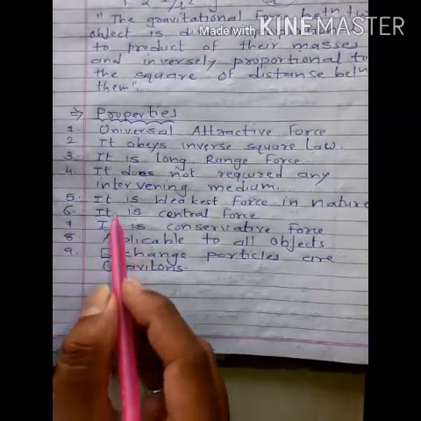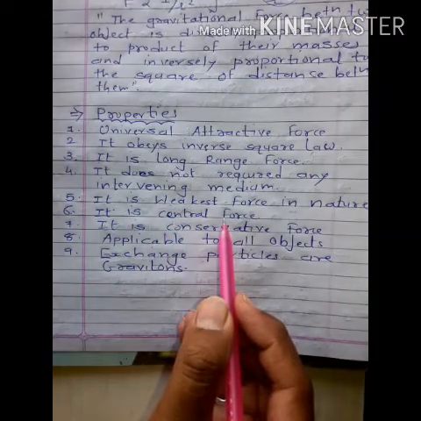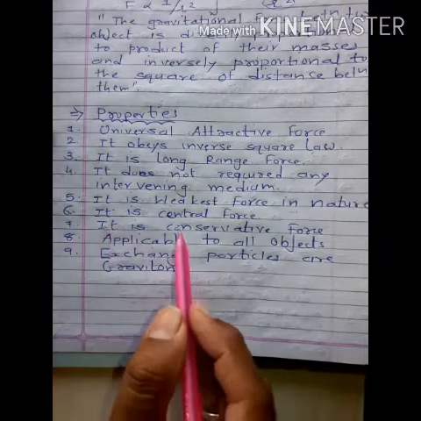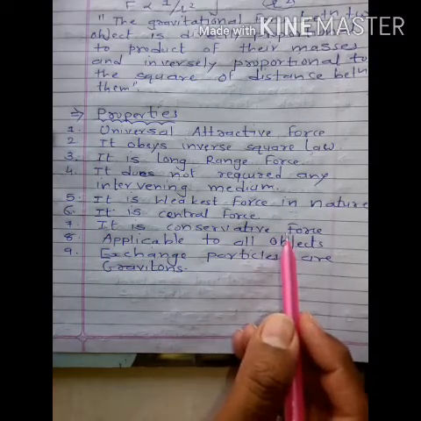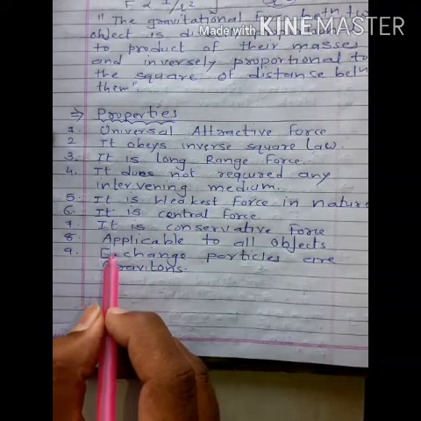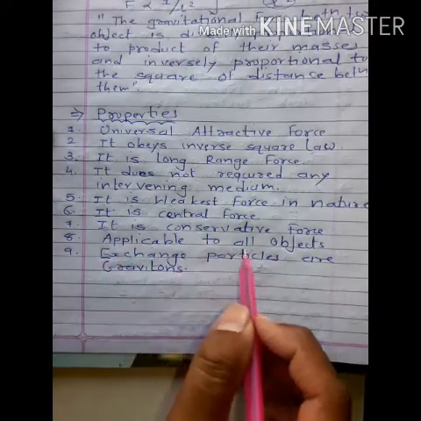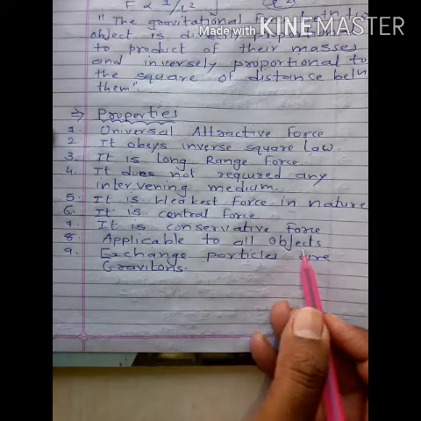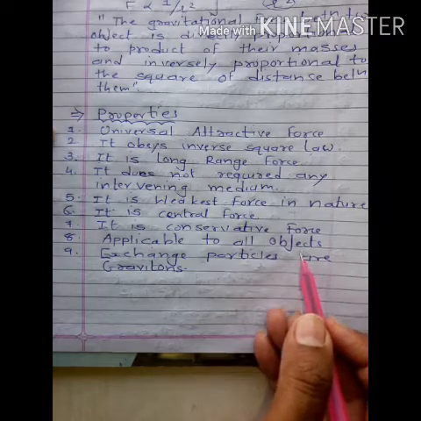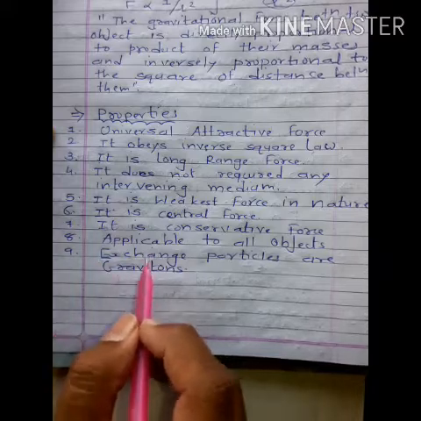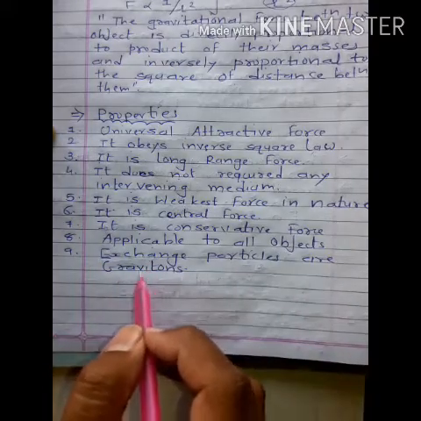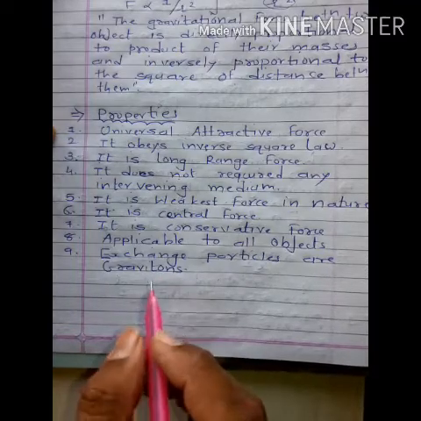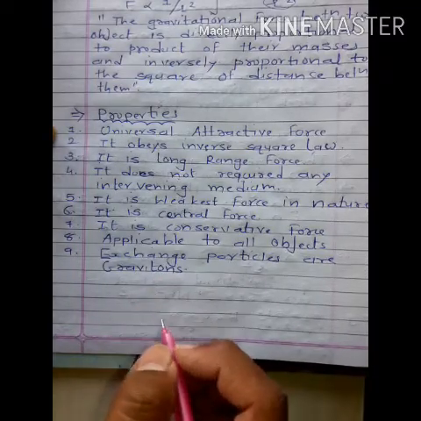Property number 6, it is a central force. So it acts towards the center of the two objects. Number 7, it is a conservative force. Remember this topic. Number 8, this force is applicable to all objects. Suppose we have a smaller object or a larger object, this force is applicable for all objects. Number 9, the exchange particle is the graviton. This is a simple concept. Okay, remember this topic. Now here we are going to explain its examples.